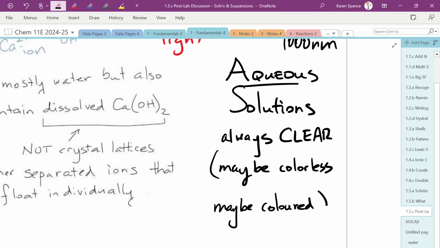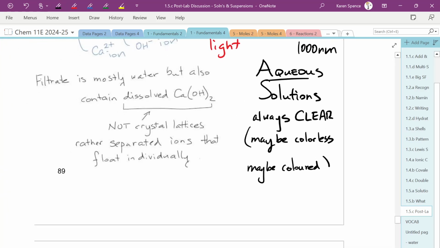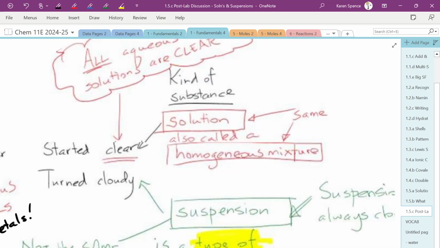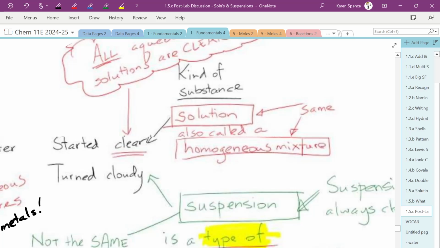Air is a solution of oxygen and carbon dioxide and argon and some other things in the main component. Do you guys know the main component of air? What's the main gas? It's not oxygen, it's not carbon dioxide, it's nitrogen. The main component is nitrogen and all the other gases are dissolved in it. They're just mixed thoroughly, okay? So a solution and a homogeneous mixture are the same.